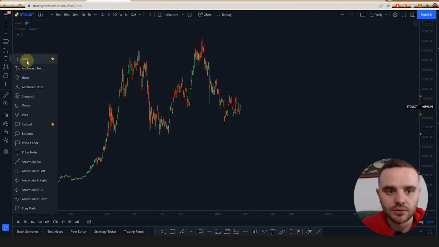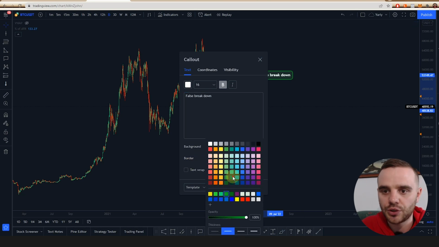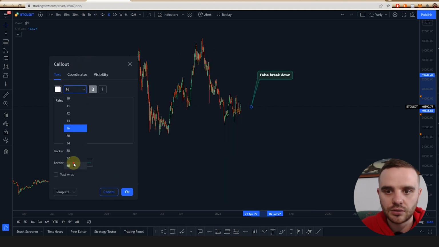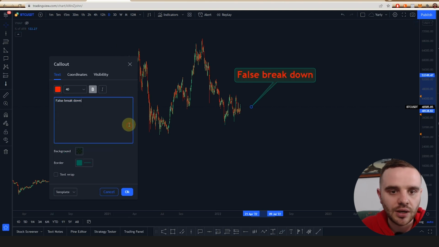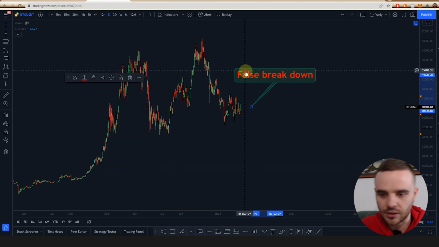The next one is about text and callout. Often you can see on my TradingView ideas that I do something like this. Fake breakdown. I use this one. Same. You choose which color. It would be a border. You can add text wrap. You can choose text size. You can choose text color. Like always, you can do all of these changes on this stuff.